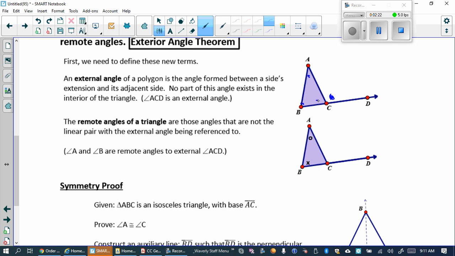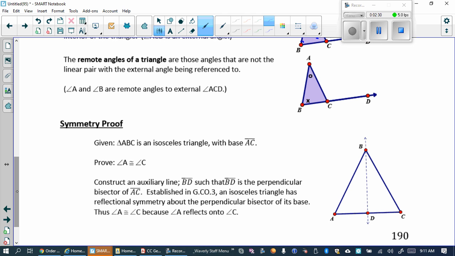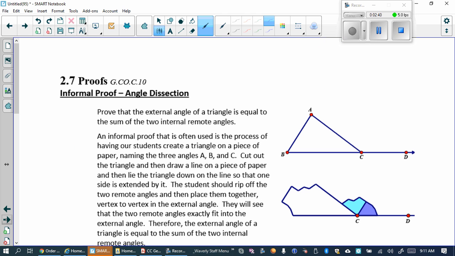How did they get the isosceles thing down there? That's an error. This doesn't go here. So that's a symmetry proof of isosceles. We're on the external angles. Let's go to the next page. Anyway, so an informal proof. So I better mark that.